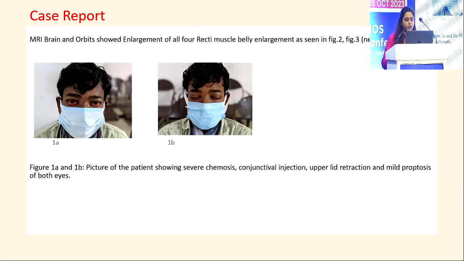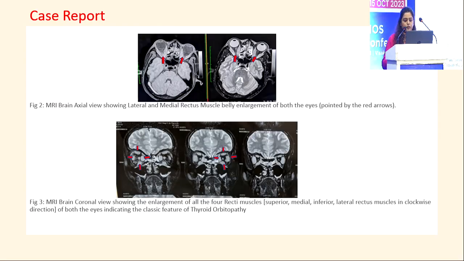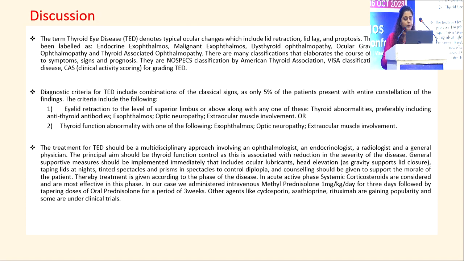The investigations are as follows. The picture of the patient shows severe chemosis, conjunctival injection, upper lid retraction, and mild proptosis of both eyes. This is the MRI section. The term thyroid eye disease denotes typical ocular changes which include lid retraction, lid lag, and proptosis. These changes have also been labeled as endocrine exophthalmos, malignant exophthalmos, dysthyroid ophthalmopathy, ocular Graves' disease, Graves' ophthalmopathy, and thyroid-associated ophthalmopathy. There are various classifications for the same.